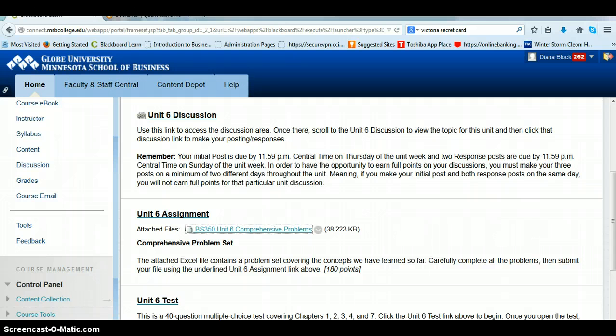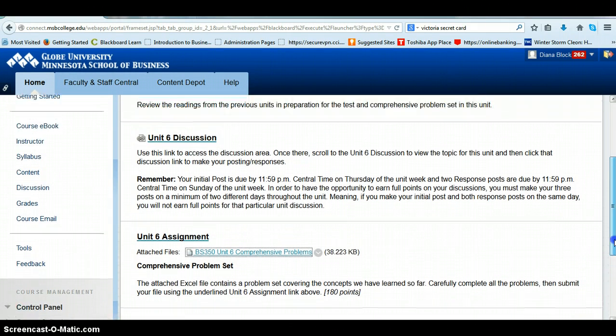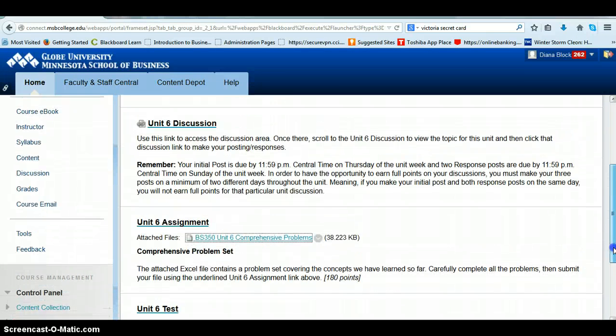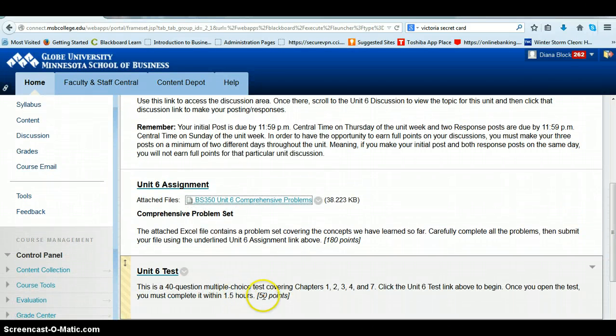This is the middle week of the quarter, and so this week you will have some comprehensive problems as well as our first test in the class. The test and the problems are going to cover all of the units that we've studied so far, which is units or chapters 1 through 4 and chapter 7 in your textbook.